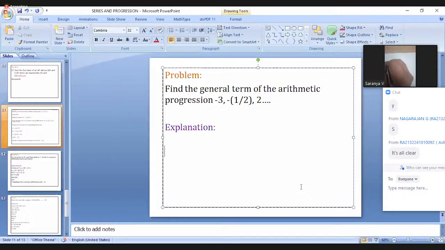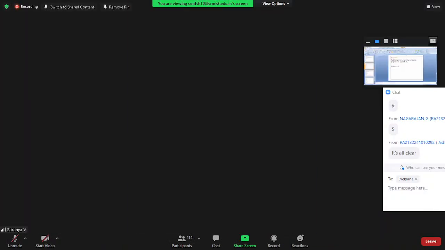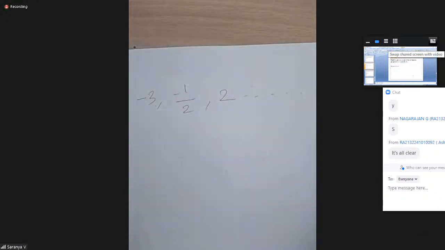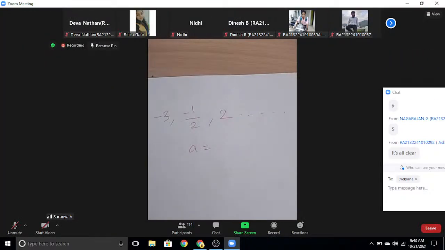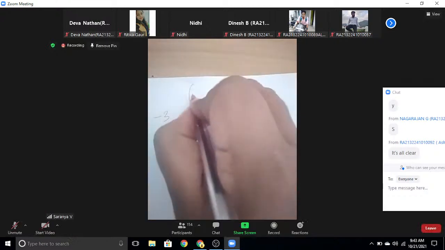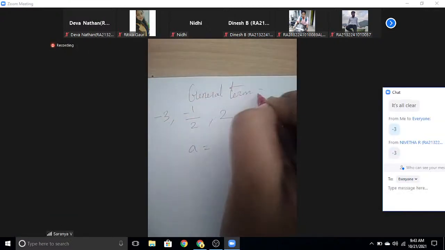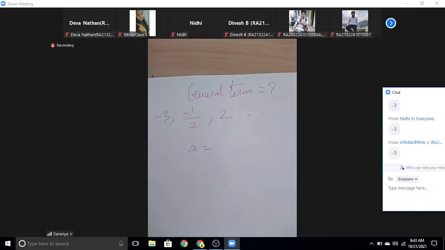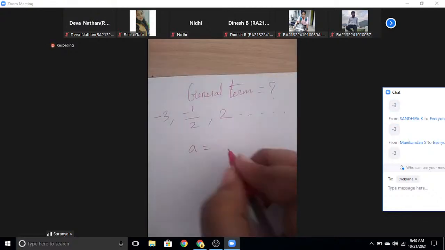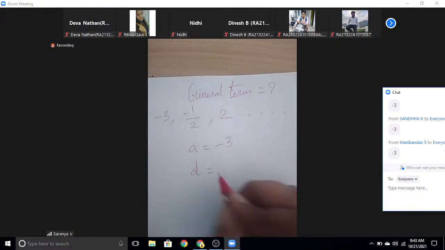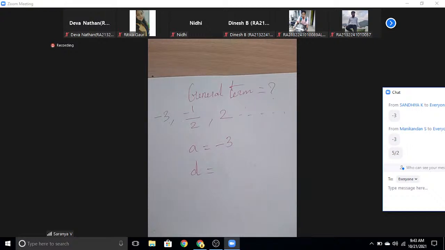So the given series is what? Minus 3, minus 1 by 2, comma 2, etc. So what is your first term? Post your answers. We need to find the general term. Okay, that is the question. And what is your first term? Yes, minus 3. And what is your common difference? How can we find the common difference?